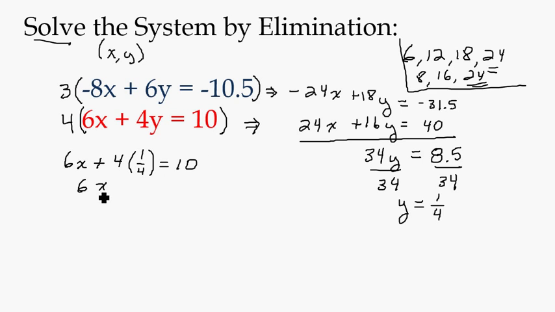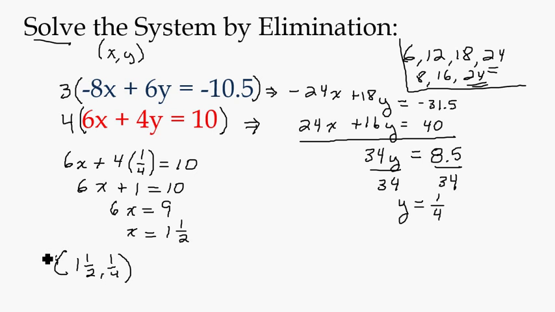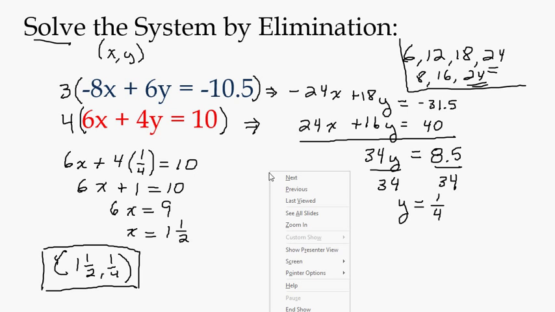So we get 6x plus 1. That's coming out kind of nice. And subtract 1. Divide by 6. I think that's 1 1/2. 1.5, 1 1/2. Okay. So I'm thinking my answer is 1 1/2, 1.5 comma 1/4. So I could check that. If that is the solution, then when x is 1.5 and y is 1/4, it will make both of these equations true. All right, so let's go ahead and check that.